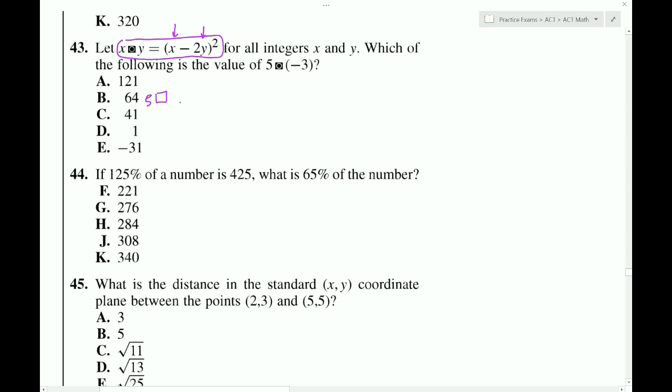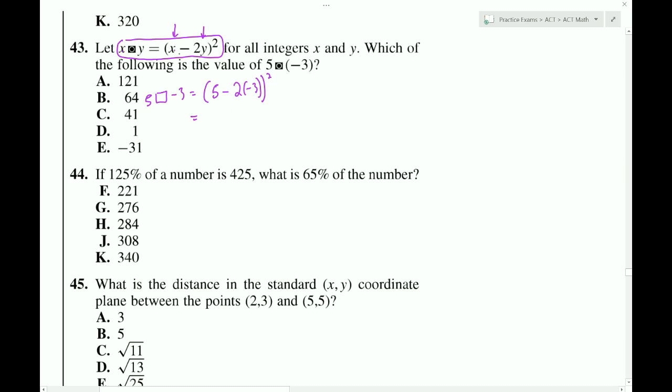5 box negative 3. Okay, so the 5 would go everywhere we see an x. So the first place we see an x is right there. So we put a 5 in. Minus 2 times y. Now y is negative 3. So that goes in there, and that whole thing gets squared.